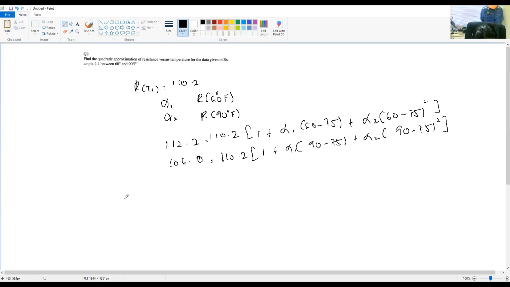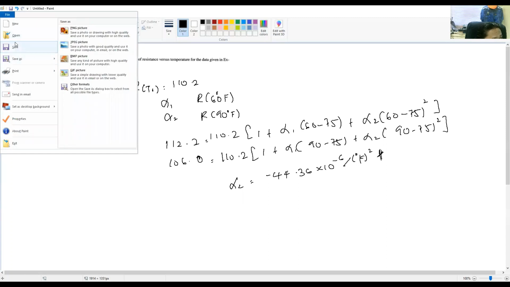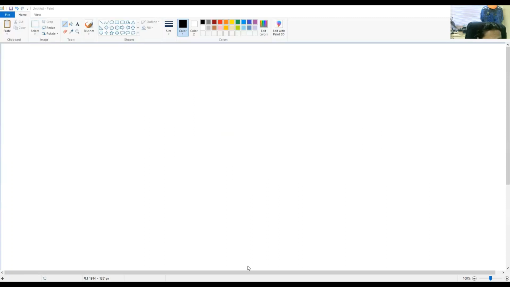Adding these two equations eliminates alpha 1, so that we can solve for alpha 2. The alpha 2 will be negative. You can solve this by eliminating alpha 1. Based on my calculation, you can check: negative 44.36 multiplied by micro per degree squared. So that is the solution for question number 2, the quadratic approximation of the resistance versus temperature. Next we go for question number 3.